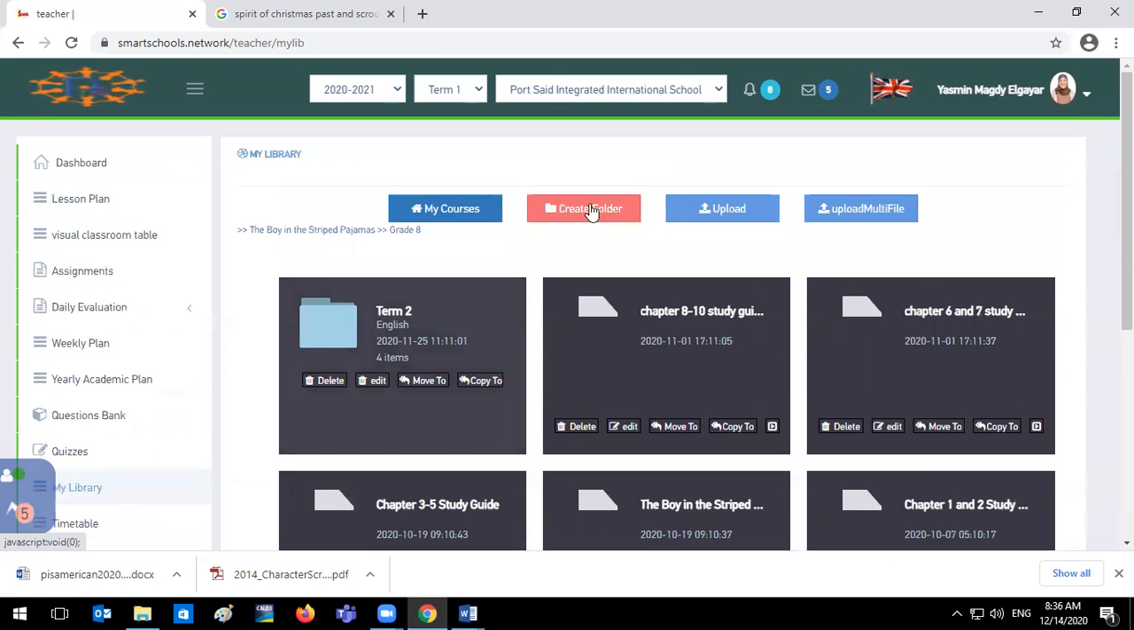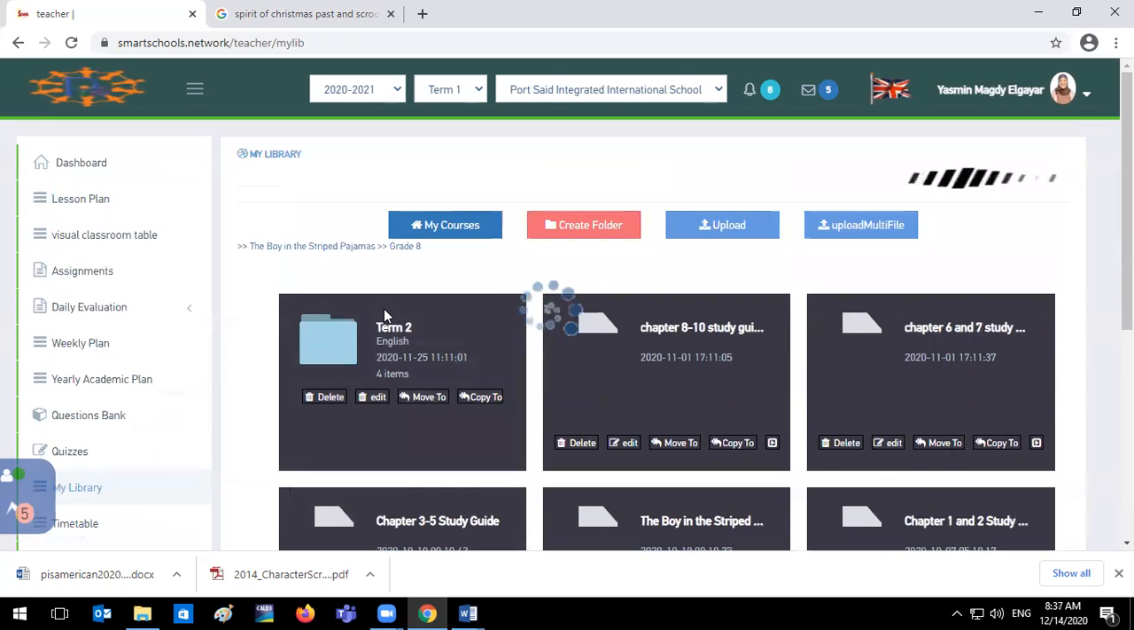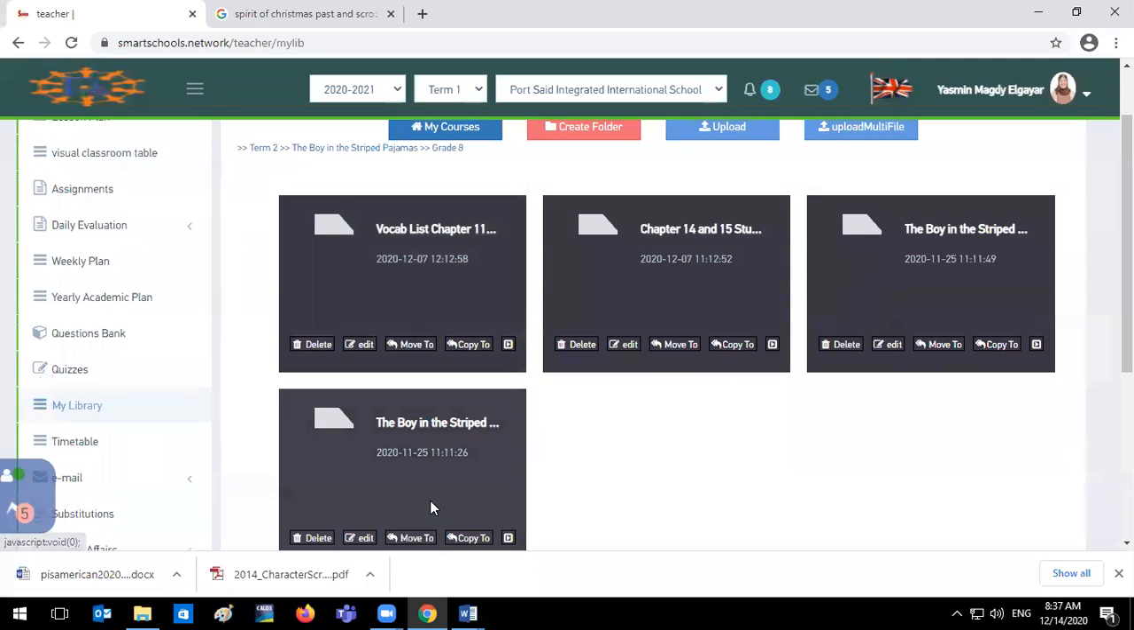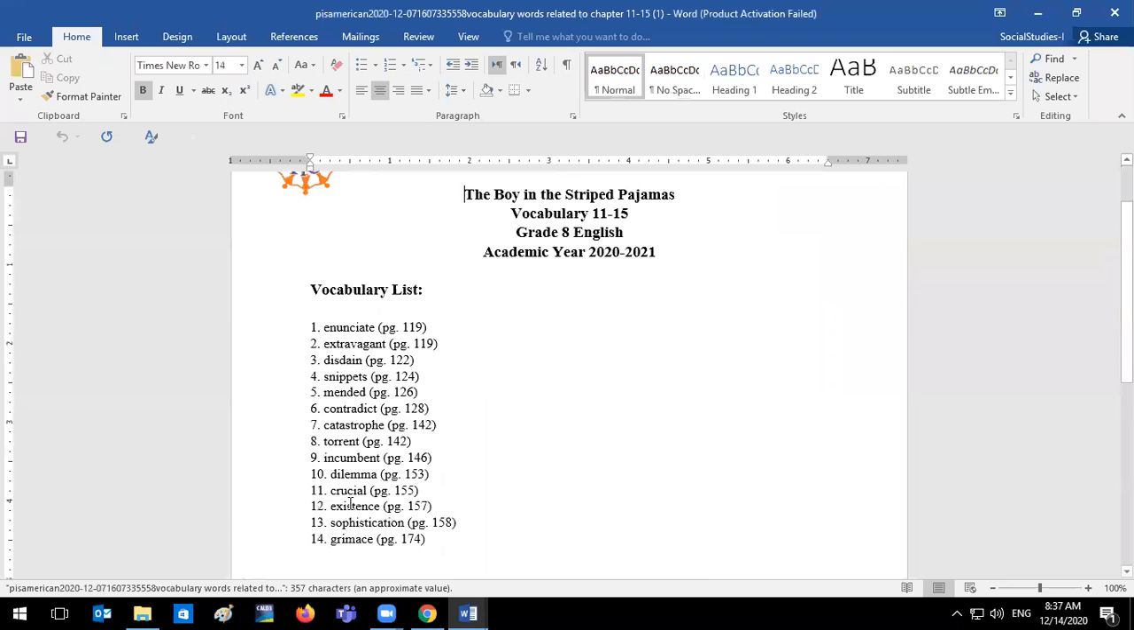Okay, if you guys go to The Boy in the Striped Pajamas folder and go to term 2, you will see that I have posted the study guides for chapters 11, 12, 13, 14, and 15. And also this sheet right here, which is a vocab list. I provided the page number so that you guys would know where to find them.